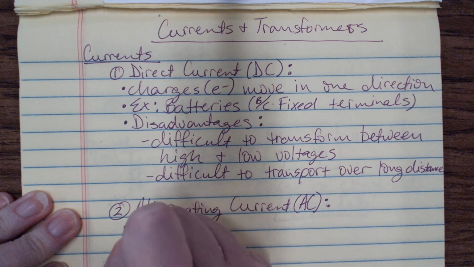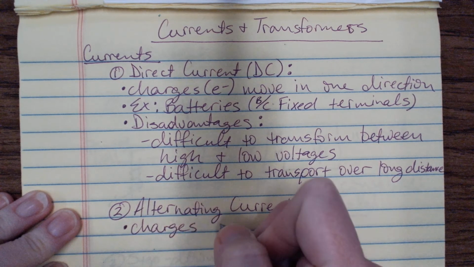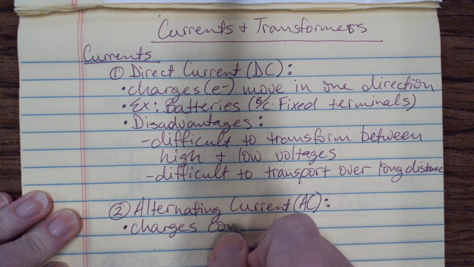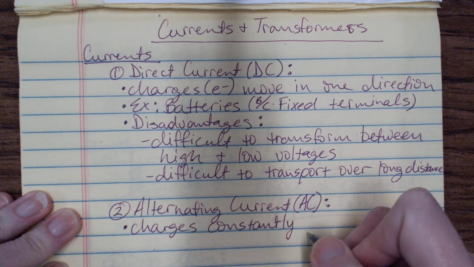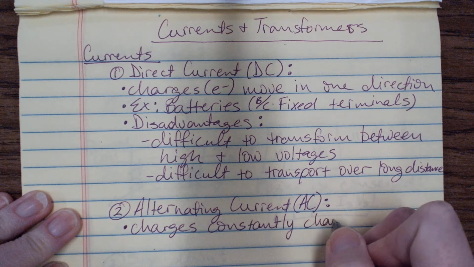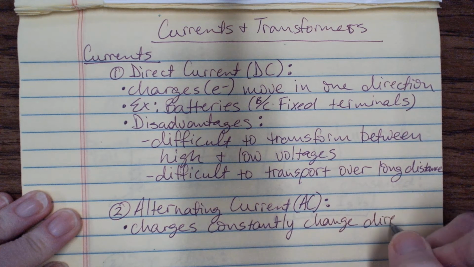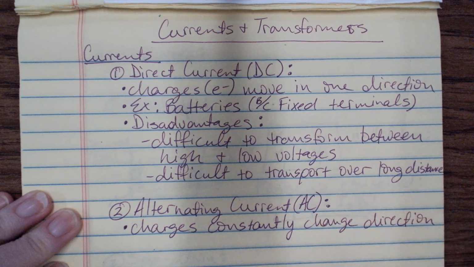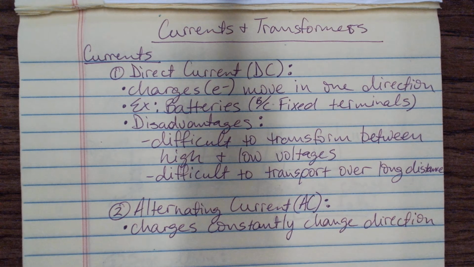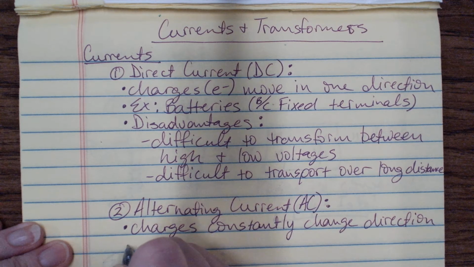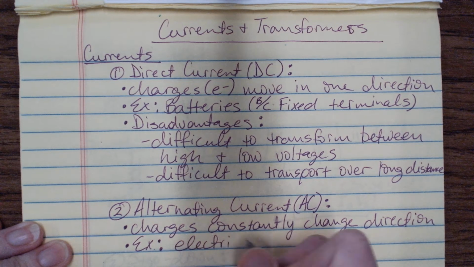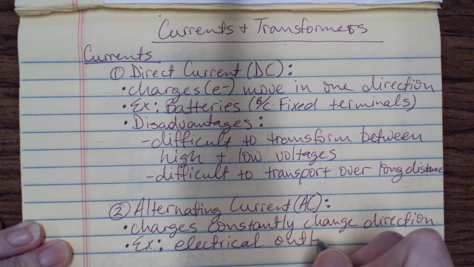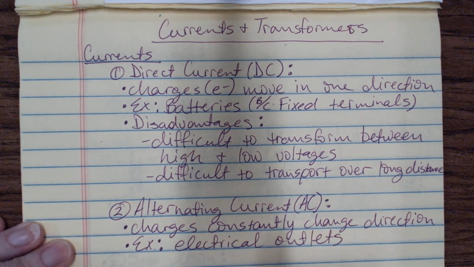Okay, and this is where the charges are constantly changing direction. Okay, so think of it as if they were vibrating back and forth. Okay, so an example of this might be in your electrical outlets on the wall. Okay, those use alternating current.